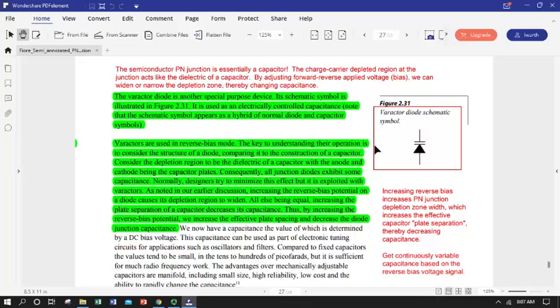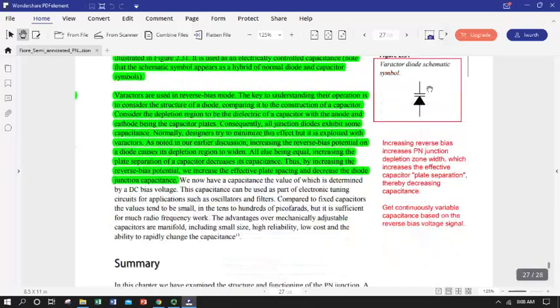So these varactors, variable capacitor diodes, are used extensively in oscillators and different types of radio frequency applications where we have to finely tune a circuit with respect to its capacitive and inductive characteristics to achieve resonance. So that's a real important aspect of diodes. The PN junction is a capacitor. And it's a nice way to leverage something that is basically inherent to a PN junction.